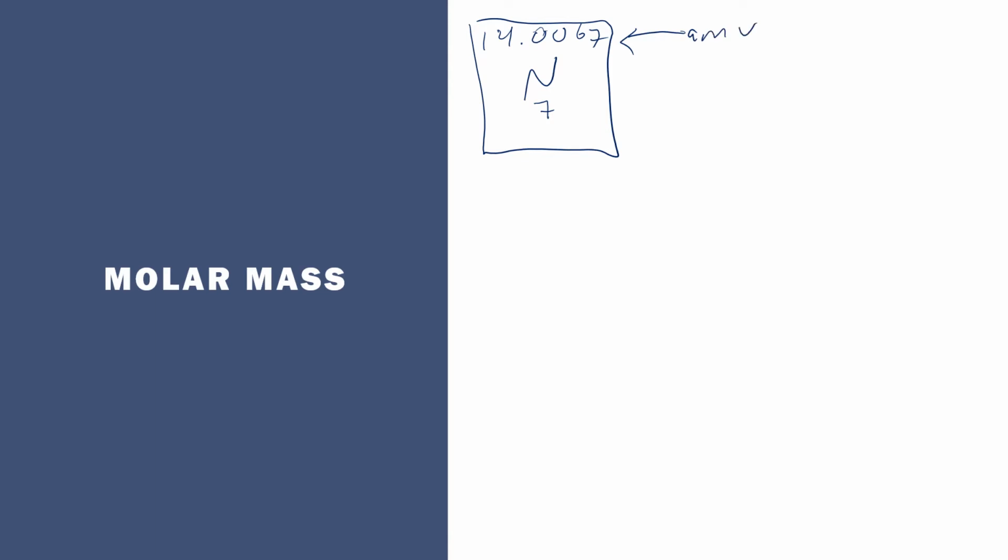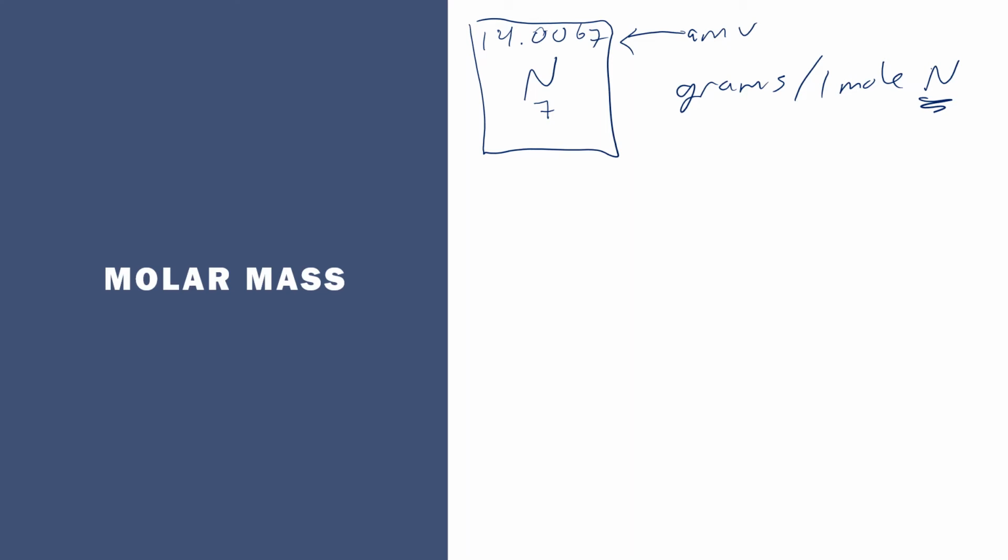But what's great about this is that it also tells you the mass in grams if you had 1 mole of nitrogen. So if you took 6.022 times 10 to the 23rd atoms of nitrogen and put it on a scale, it would weigh 14.0067 grams, assuming it was a representative sample.